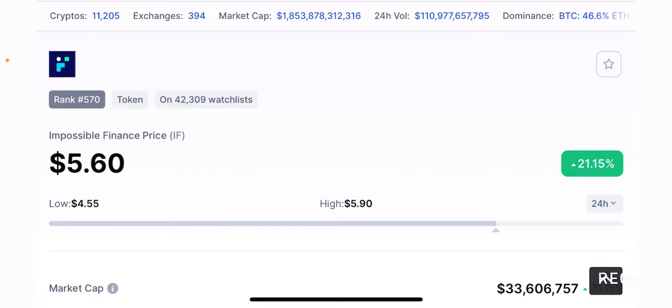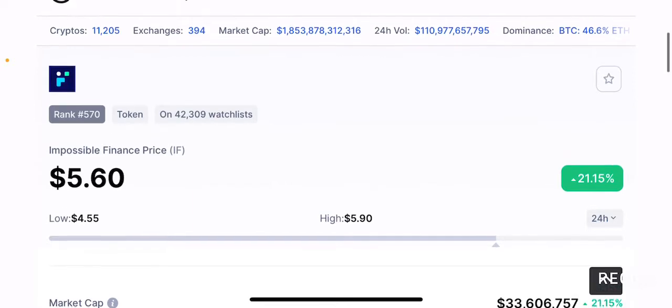In this episode, I'm going to cover a launchpad slash incubator slash swap platform on the Binance Smart Chain, and this project is called Impossible Finance, or the IF token, right?